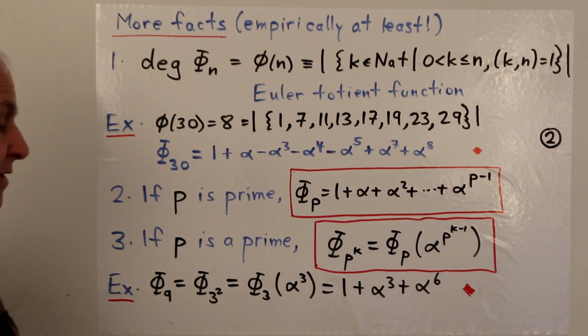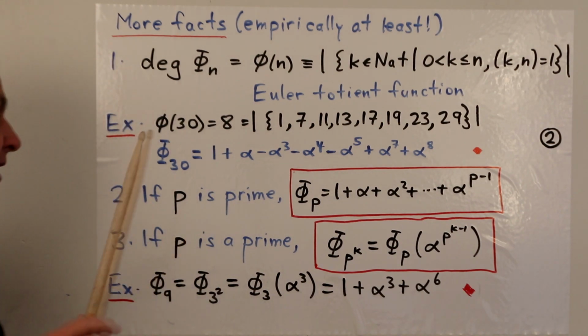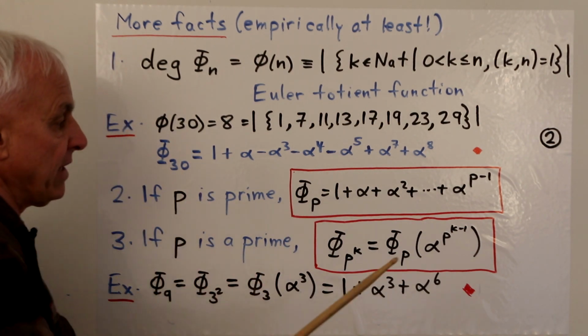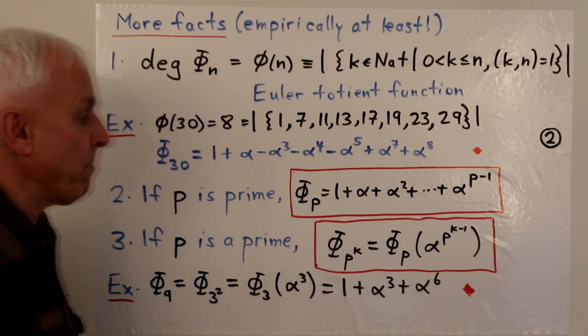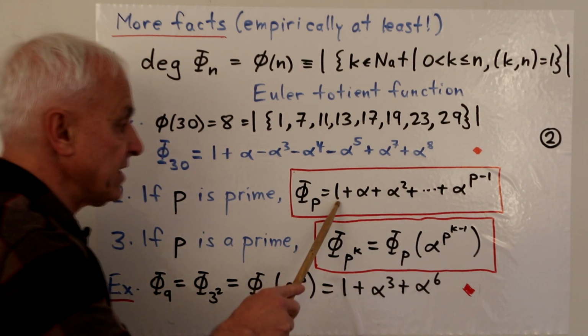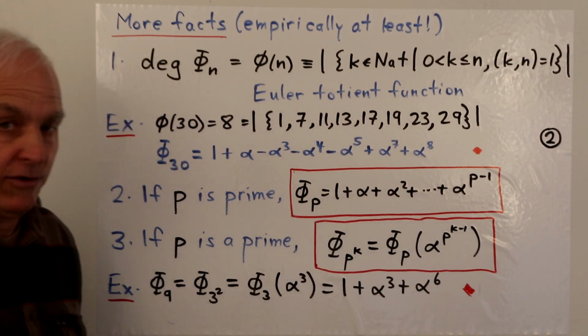The second fact, which we've already talked quite a lot about, is that if p is a prime, then phi sub p is simply the sum of all the powers of alpha from alpha to the 0 up to alpha to the p minus 1.